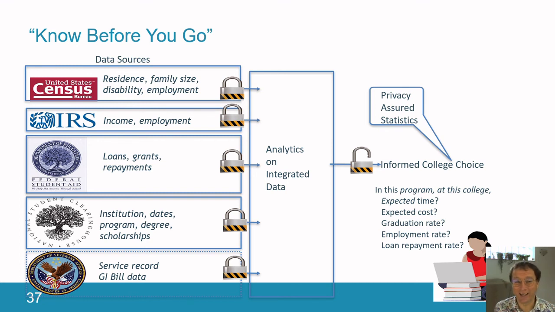We can do analytics on that integrated data and then provide information to the prospective student on the expected time, the expected cost, the graduation rate, etc. But notice we're actually pooling five or more sources of information here, and there's no way the university wants to give all of its information over to the IRS. The IRS doesn't want to give its information over to someone else, the Census Bureau. So all these are private information, but we want to obtain the utility of combining this information together to produce relatively simple statistics at the end. And this is a classic example of where we can use secure computation.